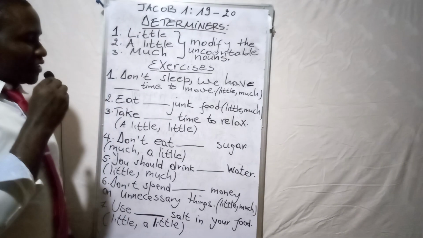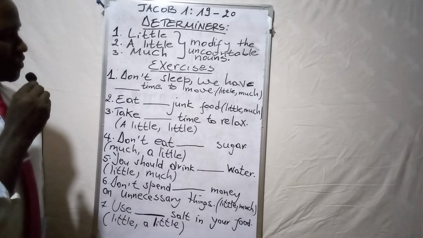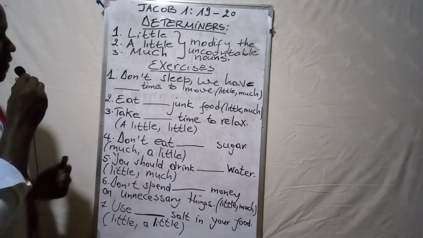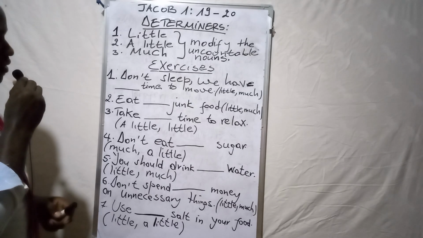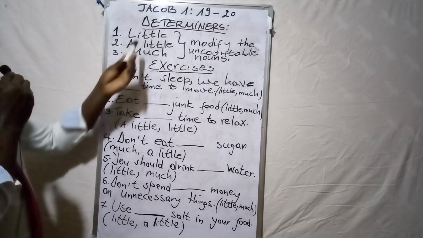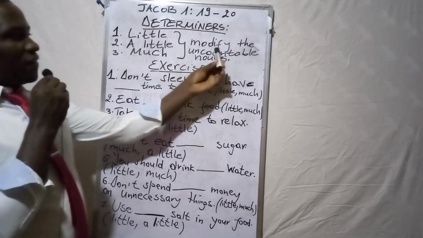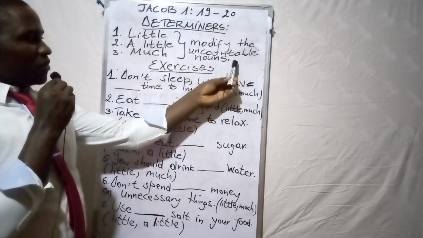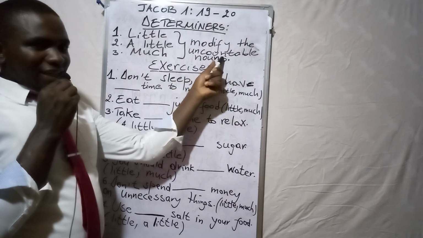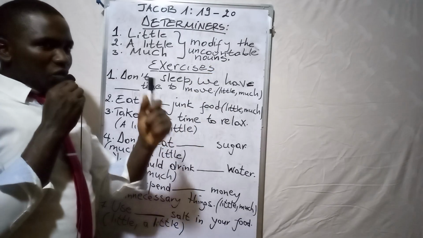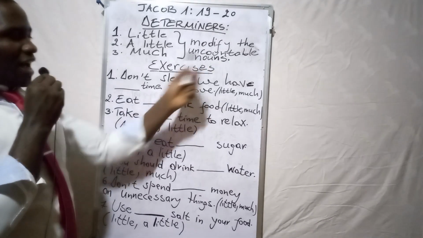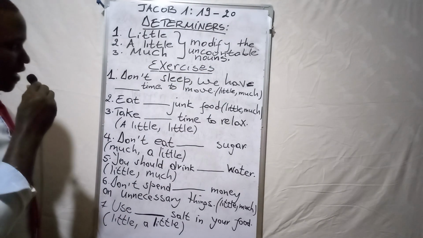The important thing we can achieve together is this lesson about determiners. As you see, these three determiners are used to modify uncountable nouns. What do we call uncountable nouns? Uncountable is the opposite of countable. Uncountable nouns are those things you cannot count.